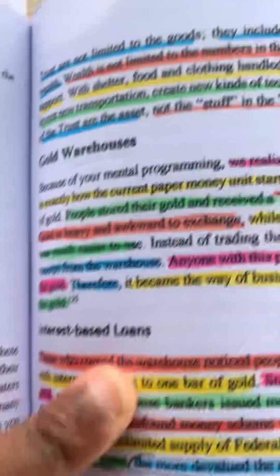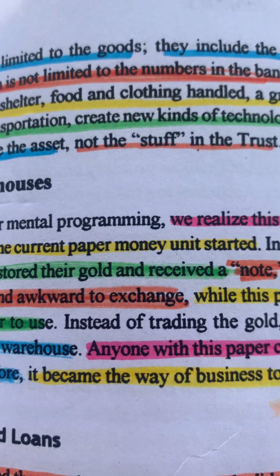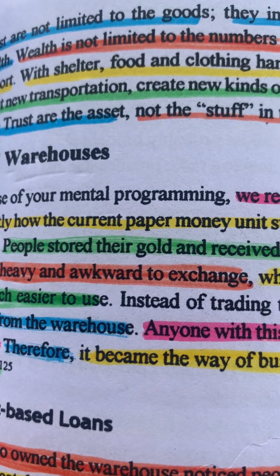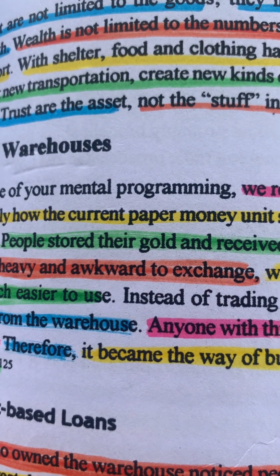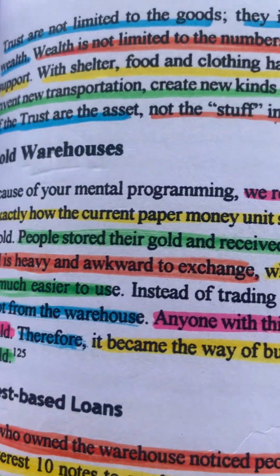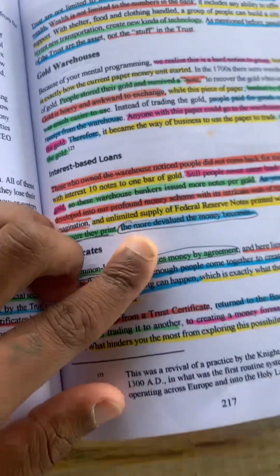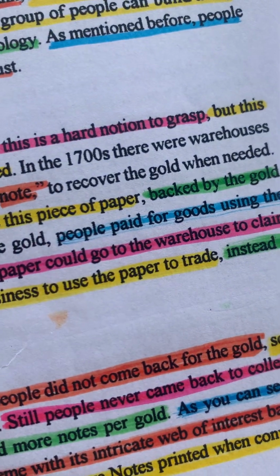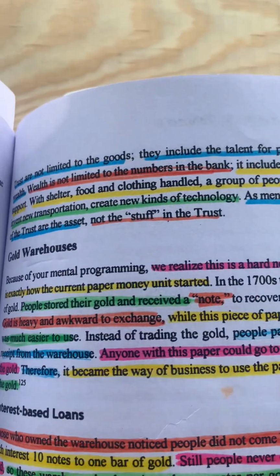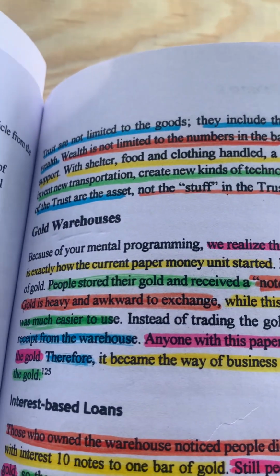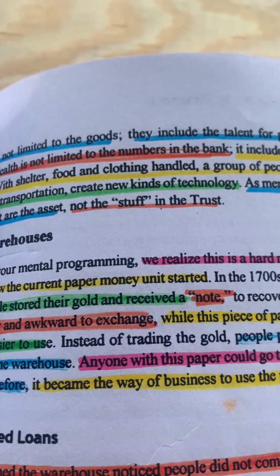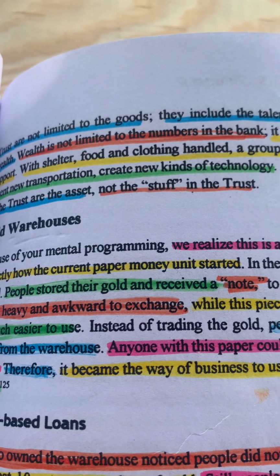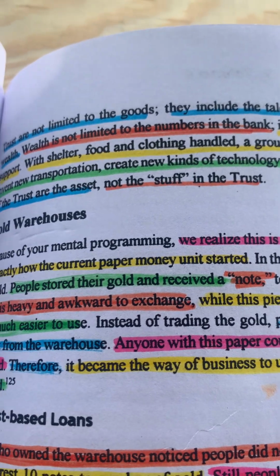The assets in the trust are not limited to the goods. They include the talent for potential creation of wealth. Wealth is not limited to the numbers in the bank. It includes any ability to offer support. And there, right there, is the different value. The trust, that's what the trust is supporting. That's the different value. Wealth is not limited to the numbers in the bank. It includes any ability to offer support. And that's with the farmland. You have land, you have true wealth.